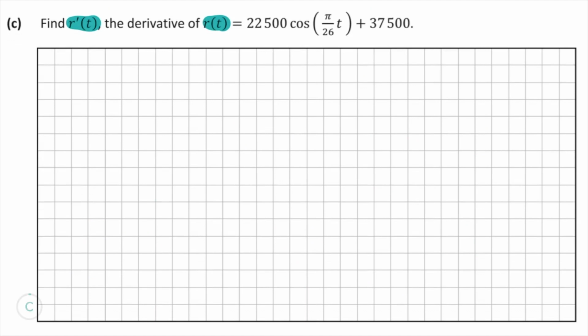This question is just going to involve some straightforward use of the chain rule. In order to find the chain rule, we're just going to go over our log tables. And the chain rule can be found in our log tables.